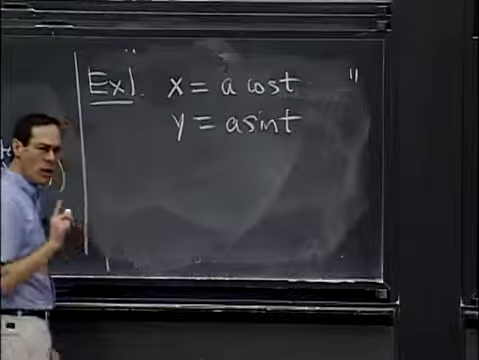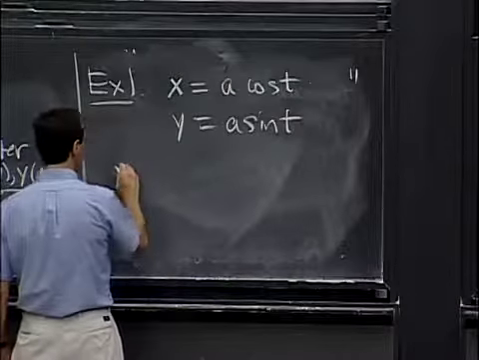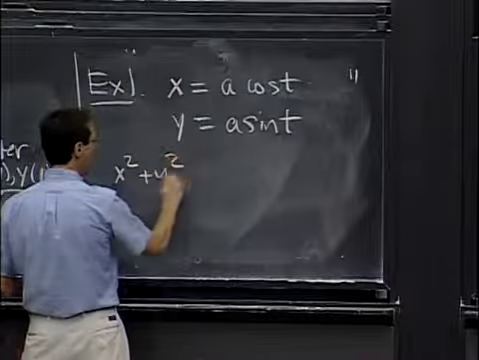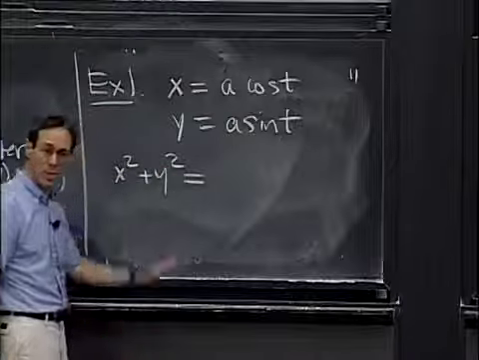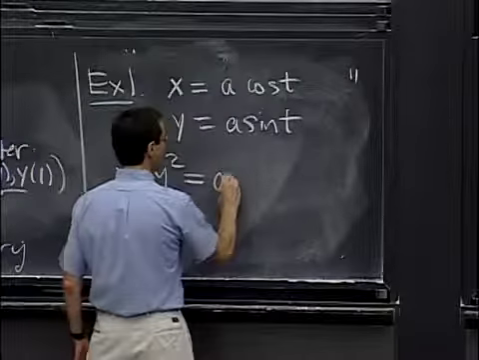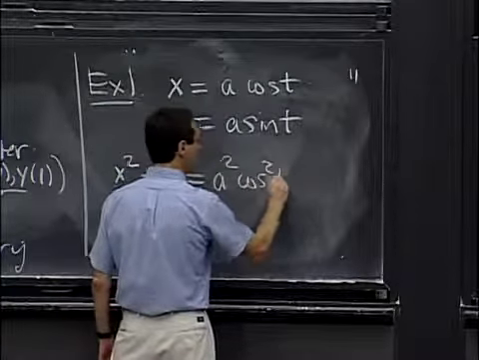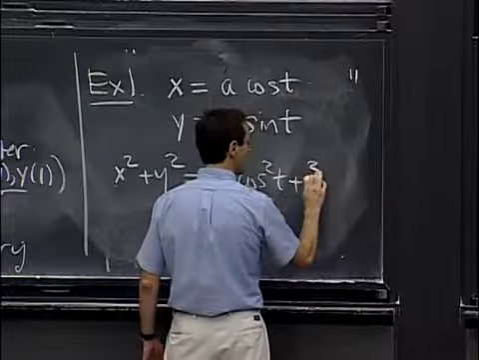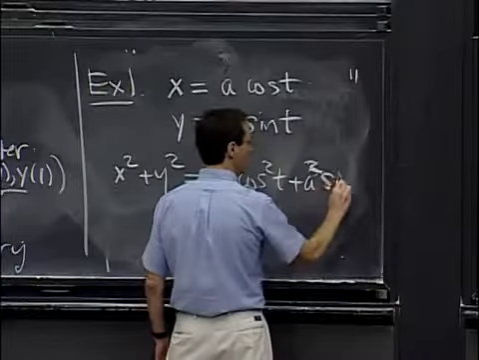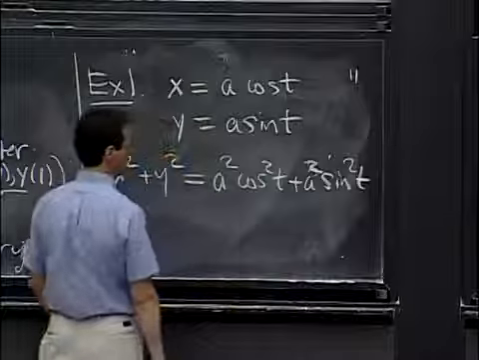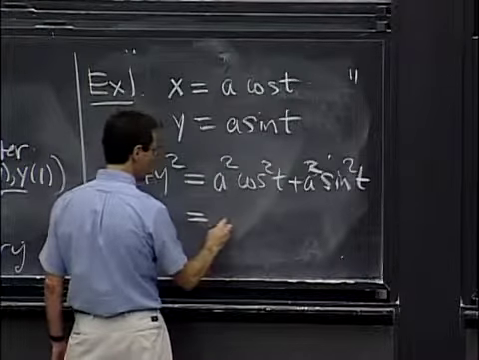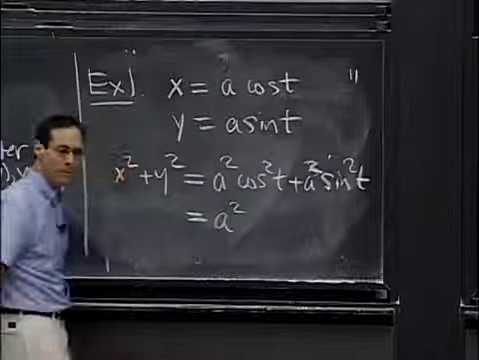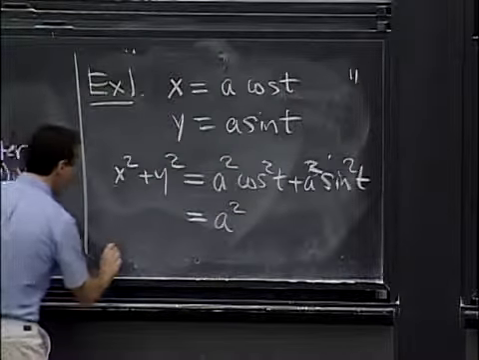So to figure out what curve this is, we recognize that if we square and add, so we add x squared to y squared, we're going to get something very nice and clean. We're going to get a squared cosine squared t plus a squared sine squared t, which is just a squared times cosine squared plus sine squared, or in other words, a squared. So lo and behold, what we have is a circle.